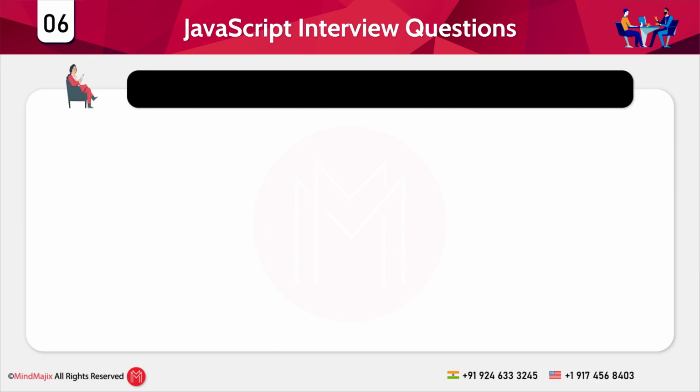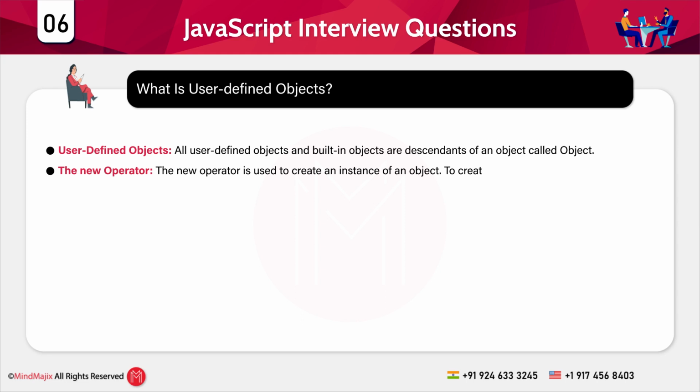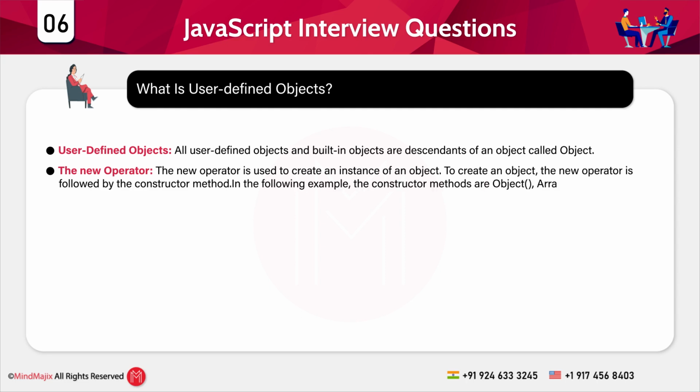Next question, what is a user-defined object? All the user-defined objects are built in. Objects are descendants of an object called Object. The new operator is used to create an instance of the object. To create an object, the new operator is followed by the constructor method. For example, employee equals new Object. Now employee is the instance of the Object class. So the constructor methods are Object, Array, and Date. These constructors are built-in JavaScript functions.